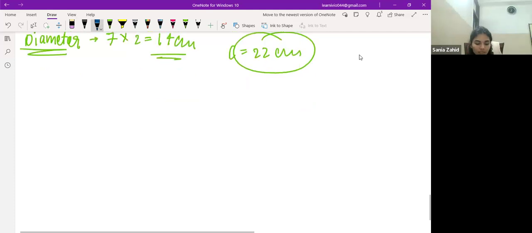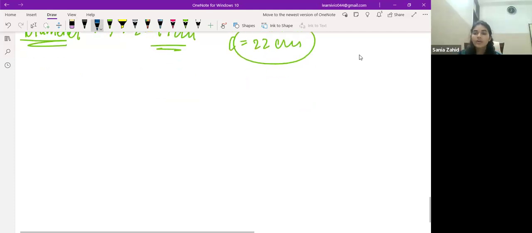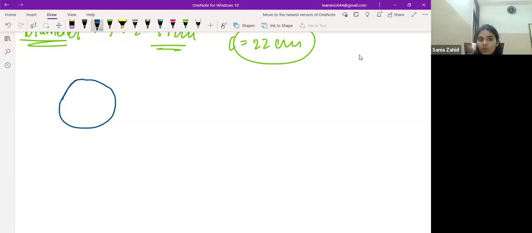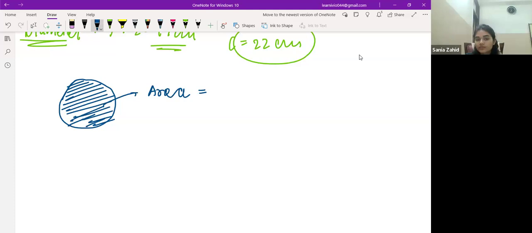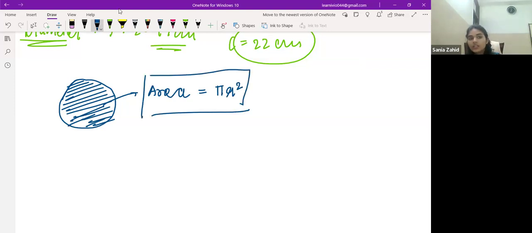Good. So now we come to area of a circle. Now how do you find the area of a circle? What is the meaning of area? If this is the circle, this whole portion, whatever region it covers, is known as area. And what is the formula for area? Pi r square. It is pi r square, not 2 pi r square, just pi r square, okay? This is the formula for area.